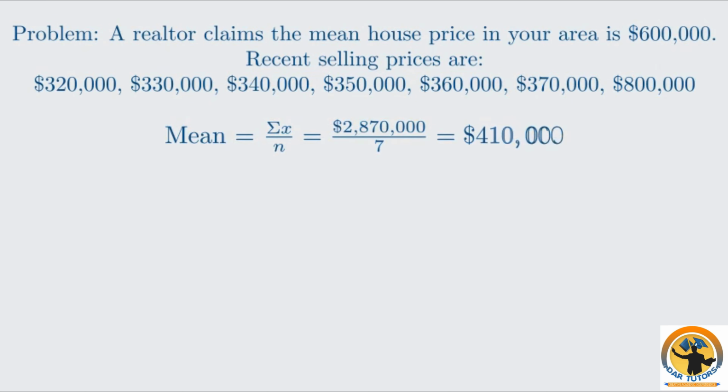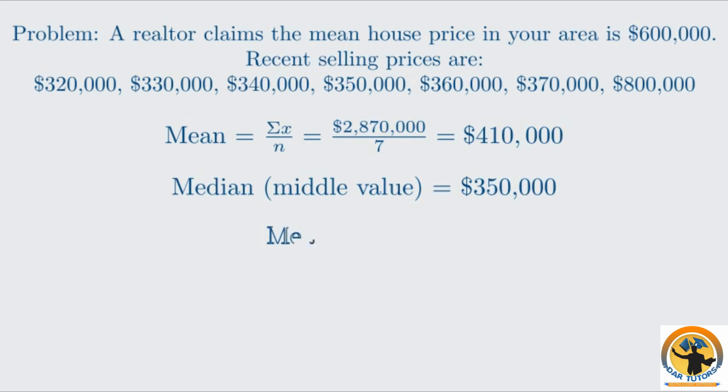This is significantly lower than the realtor's claim. The median, the middle value in the ordered list, is $350,000. The mode is not relevant here as all prices are unique. So we have a mean of $410,000 and a median of $350,000.